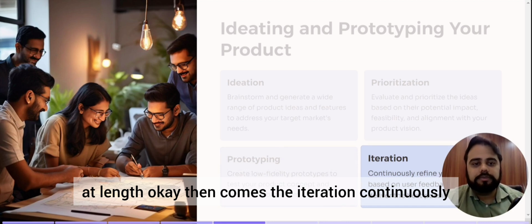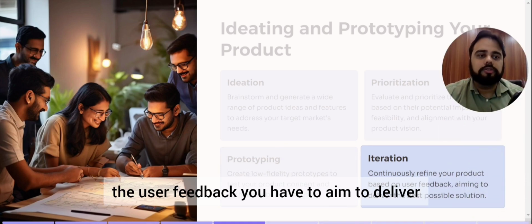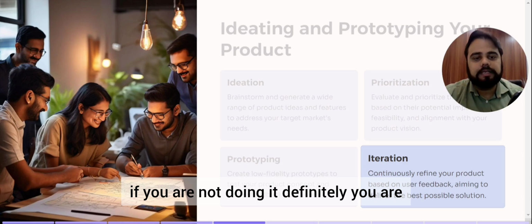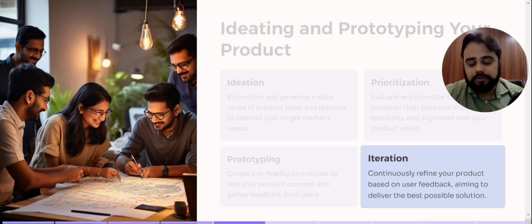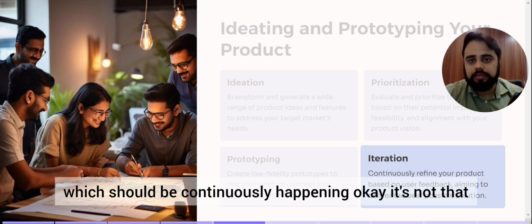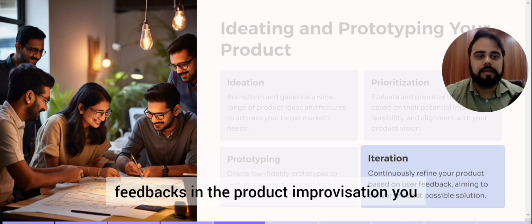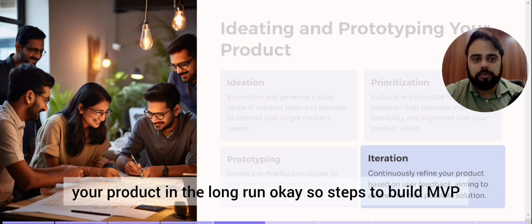Okay, then comes the iteration. Continuously you have to refine your product based on the user feedback. You have to aim to deliver the best possible solution. Now if you are doing it, good; if you are not doing it, definitely you are going to face problems. And iteration is something which should be continuously happening. Okay, it's not that you do it at the MVP stage and not after that. If you are not taking feedback from the market about your product, you are not putting those feedbacks in the product improvisation, you will bear the consequences, because ultimately customers will not buy your product in the long run.